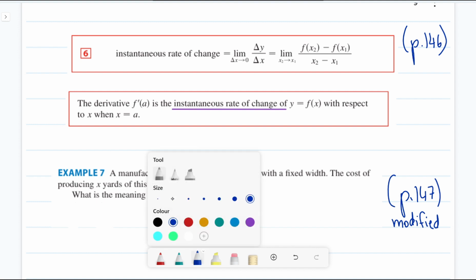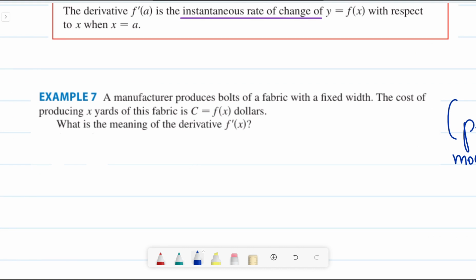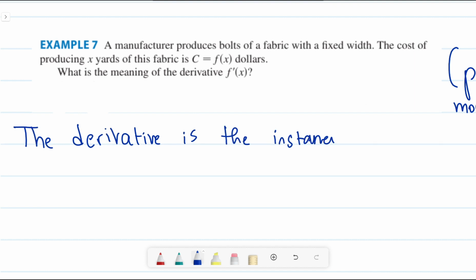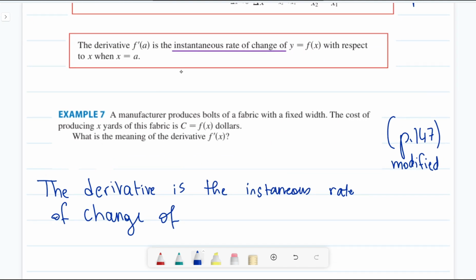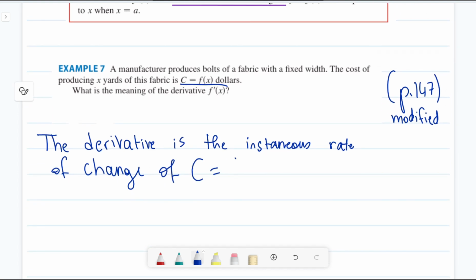For now, we will just explain the meaning of the derivative f prime of x. As we saw in this definition, the derivative is, in fact, the instantaneous rate of change of y equals f of x. In our example, c equals f of x, with respect to x.